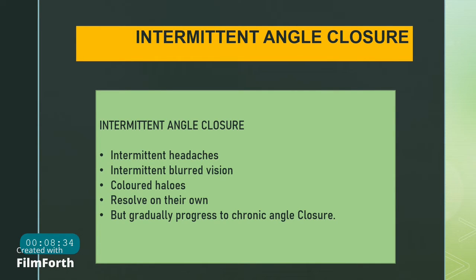Now the patient can come as an acute presentation, or they can also come as intermittent angle closure. Intermittent angle closure patients will give a history of intermittent headaches. The angle closure will happen and it will subside on its own. Along with the headaches, they will have blurring of vision and development of colored halos. They will all resolve on their own, but it is very important to diagnose them, because these patients can also gradually progress to chronic angle closure.